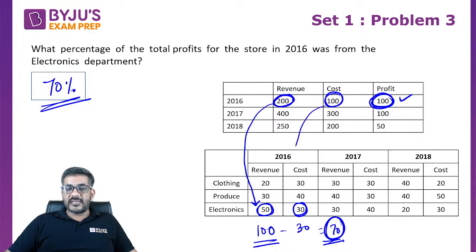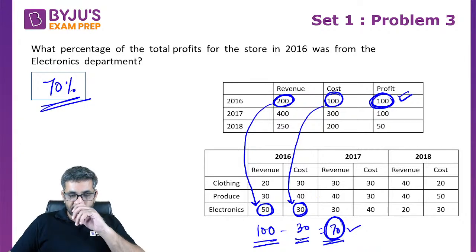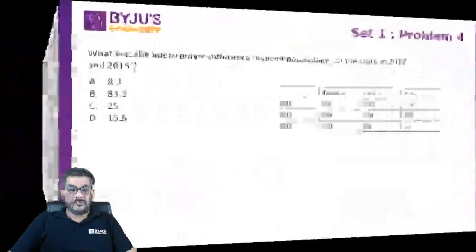टोटल कॉस्ट 100 है जिसमें से रेवेन्यू इलेक्ट्रॉनिक्स का है 30%, that is equal to 30. So the profit total आता है इन दोनों का डिफरेंस, 100 में से इलेक्ट्रॉनिक्स से आता है 70. What percentage is that? It is 70%, as the question is asking you. And the last one now.